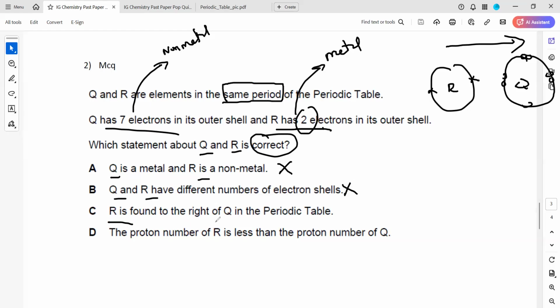R is found on the right of Q in the periodic table. No, on the left. R is on the left. The proton number of R is less than the proton number of Q. That's right, because as we move across the periodic table, the proton number increases.